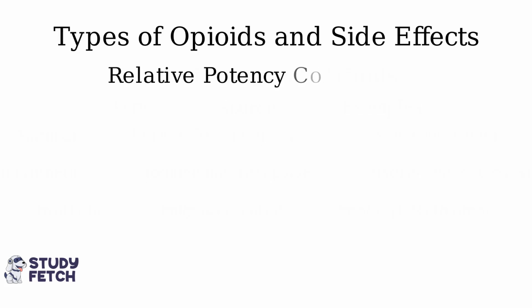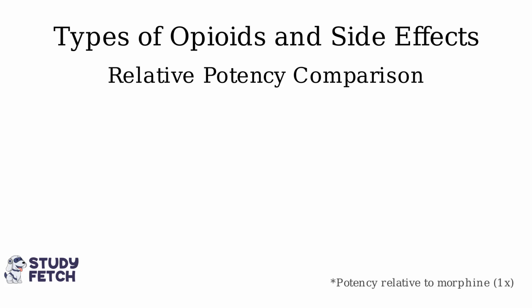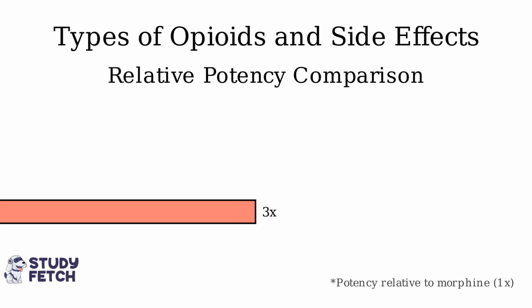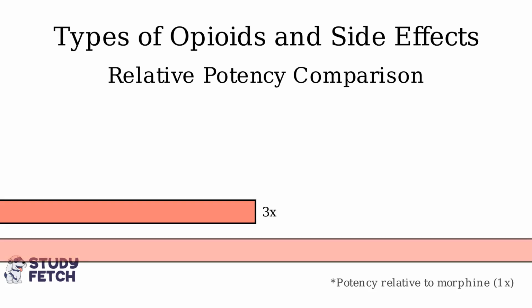Opioids vary significantly in their potency, which affects their dosing and risk profile. Using morphine as our reference point with a potency of 1, we can compare other opioids. Semi-synthetic opioids like hydrocodone and oxycodone are approximately 1.5 times more potent than morphine. Synthetic opioids vary greatly, with methadone being about 3 times more potent than morphine. Fentanyl is exceptionally potent, approximately 100 times stronger than morphine, which contributes to its high risk of overdose.